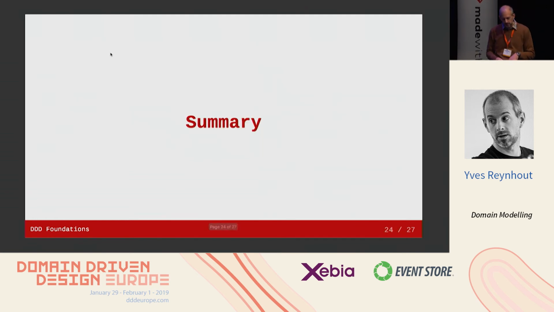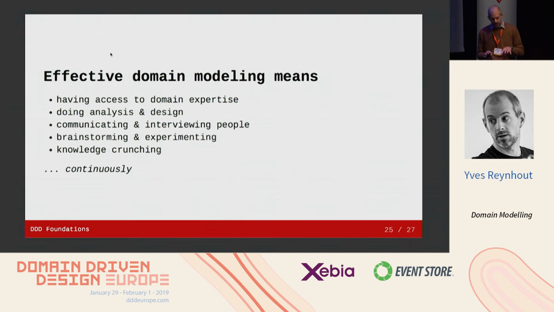So to summarize, effective domain modeling means that you need to have access to domain expertise. This is probably the most essential thing that I find people struggle with. They come up to me and say, well, how can I do DDD? And I say, well, who's your domain expert? Do you have anybody you can talk to and find out more about the domain?